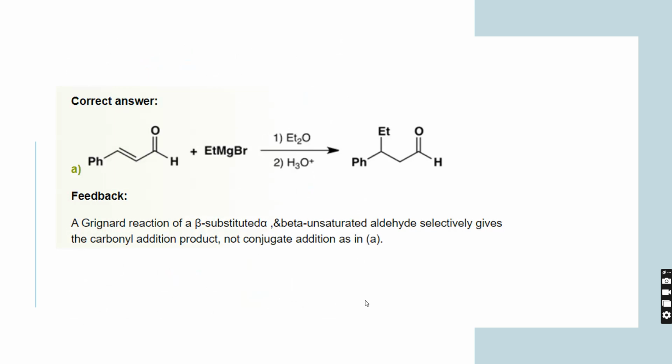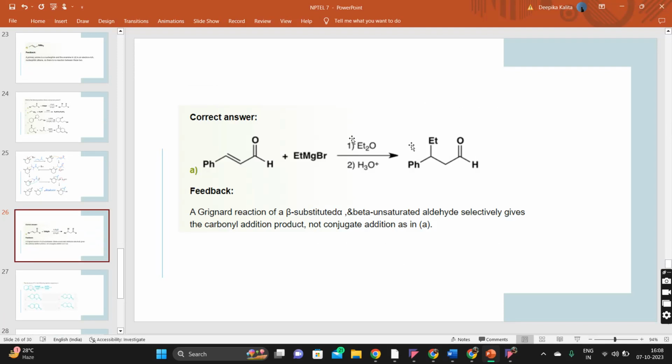In this particular reaction, you should have gotten not the alpha beta unsaturated product, you should have gotten the addition of ethyl to the aldehyde. Yes, and the double bond should have been intact, and in this particular place you should have gotten an alcoholic substituent. Thus we have solved the question.